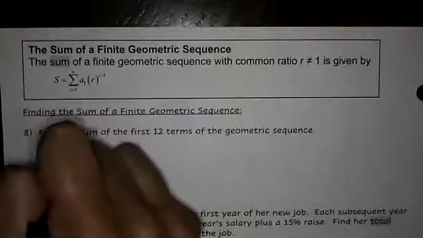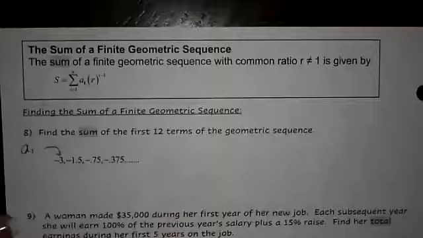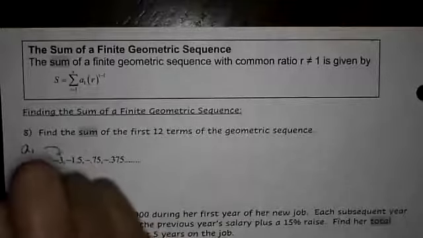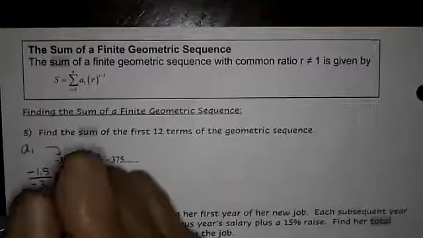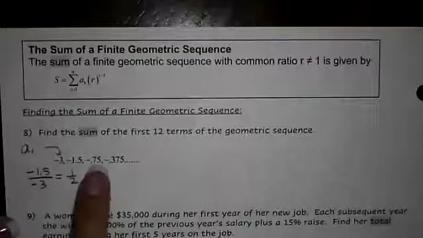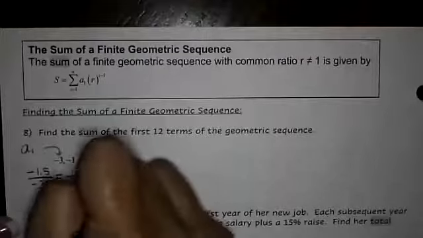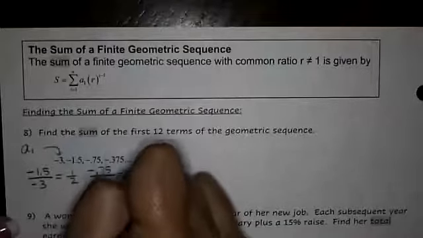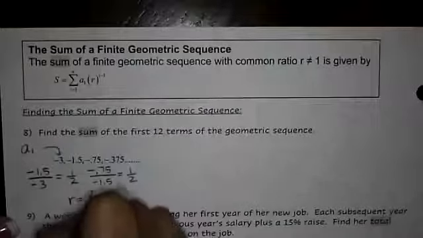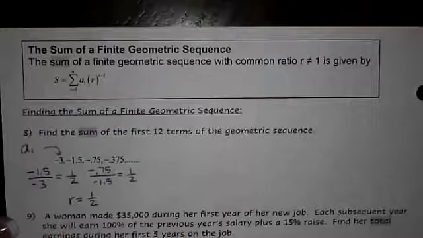Now, our initial amount is right here. That's going to be our A1 because that's our first term. Then we just have to take that negative 1.5 and divide by negative 3. That gives me 1/2. If I take our next one here, negative 0.75, and divide by negative 1.5, again, we have 1/2. So our common ratio is 1/2.